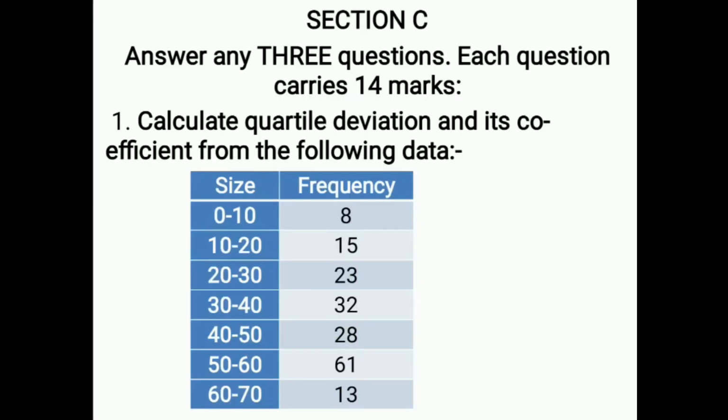Hi everyone. So today in this video I'll be trying to solve the section C part of the question paper, May June 2018. The subject is Quantitative Methods for Business 2. In this video I'll not be solving the problem completely.